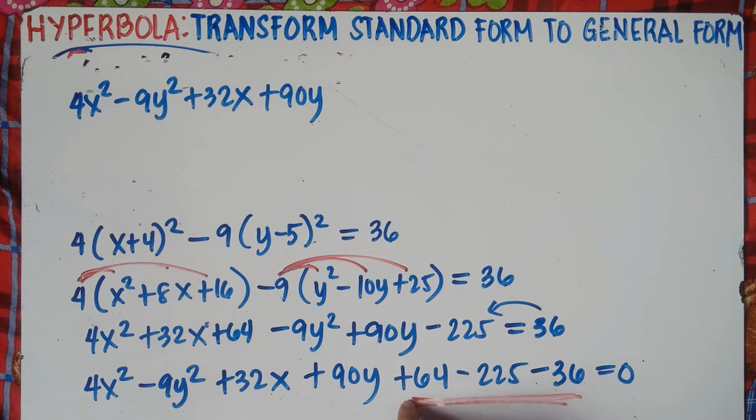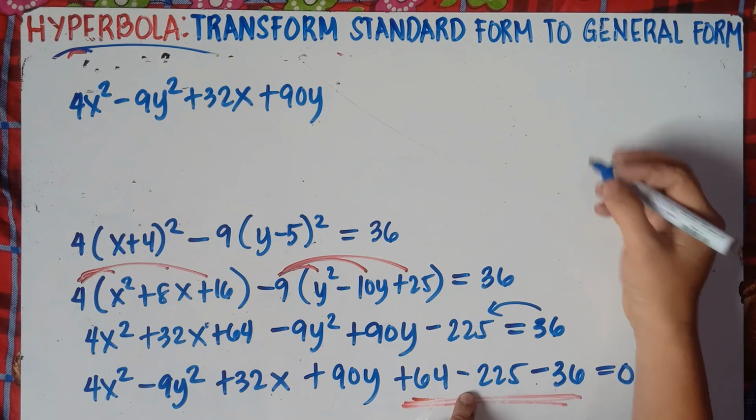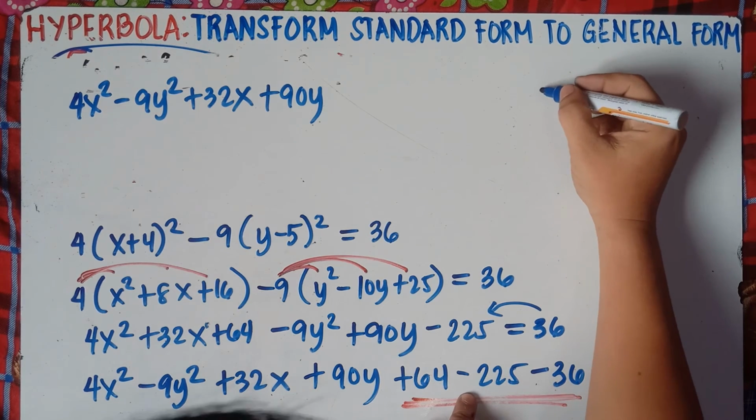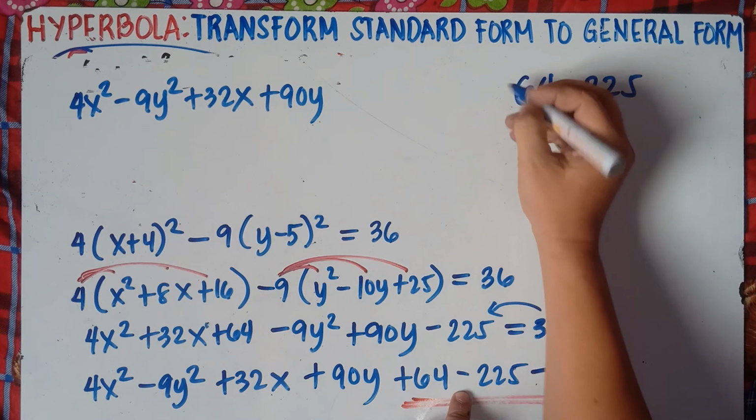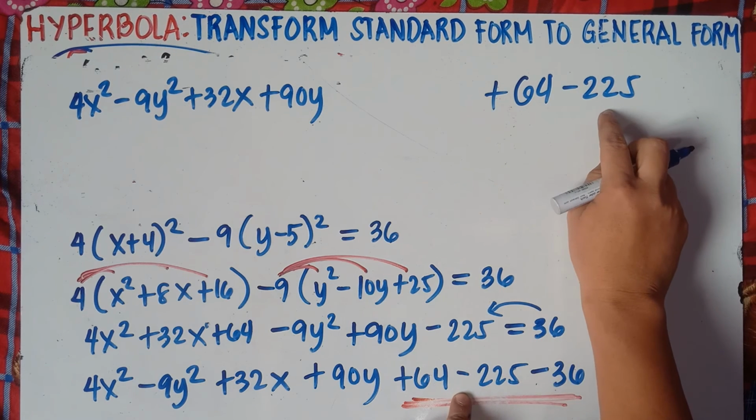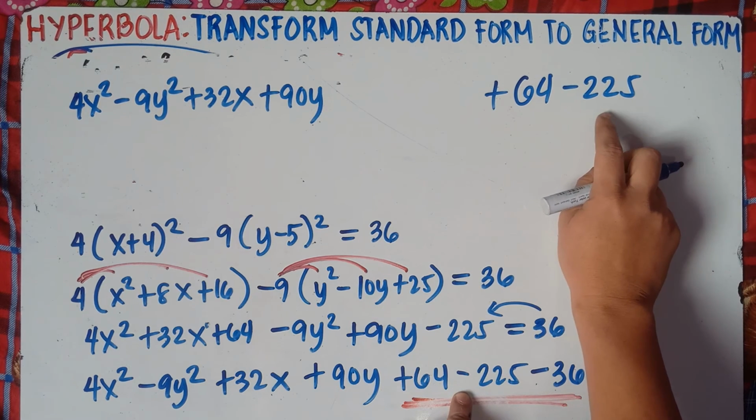64 minus 225. If the signs are not the same, you subtract, then copy the sign of the larger number. They don't have the same sign. We have positive 64, negative 225: subtract, then copy the sign of the larger number.